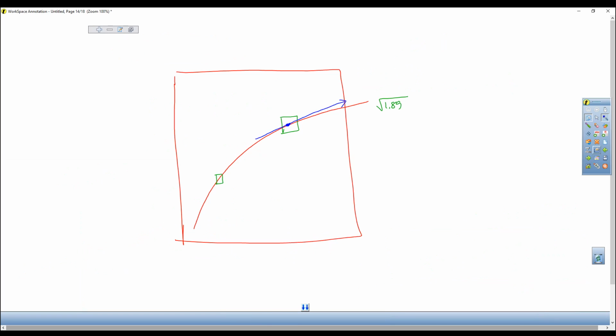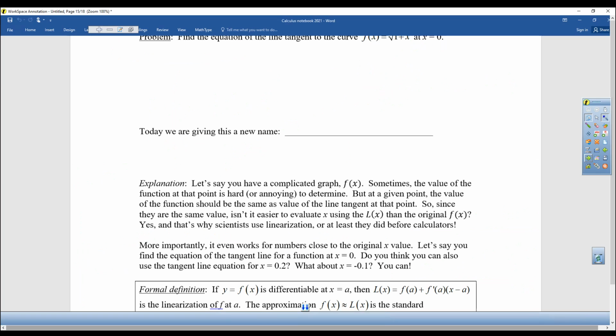So I realize I've kind of made a long explanation of that. So I did try and write it all down. Today we are giving this a new name, linearization.